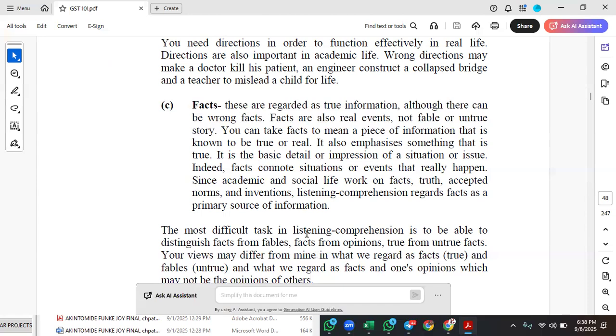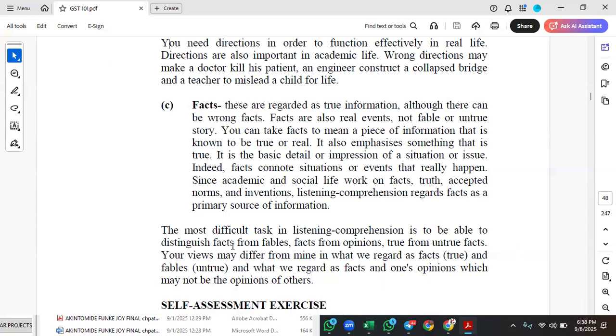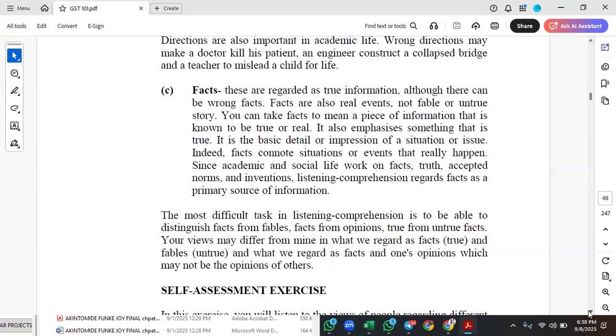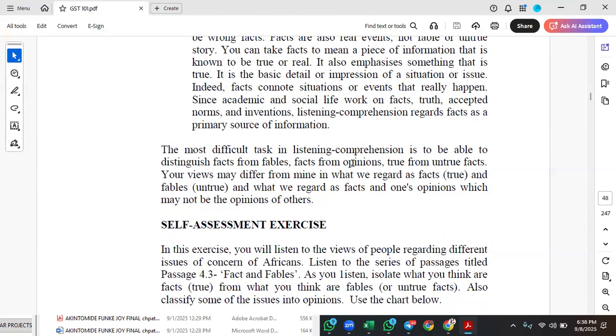Now, the most difficult task in listening comprehension is to be able to distinguish facts from fables. Distinguish facts from fables. You know, fables are just like babbling. Facts from opinions.